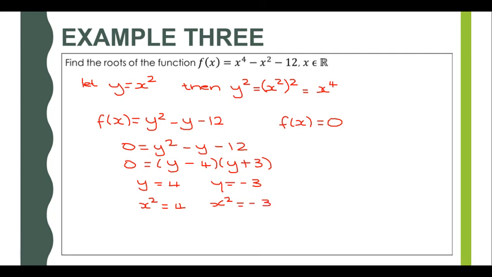X squared equals 4 gives us two solutions. X is equal to plus or minus root 4. So x is equal to plus or minus 2. However, we cannot square root minus 3. So x squared is equal to minus 3 gives us no solutions.